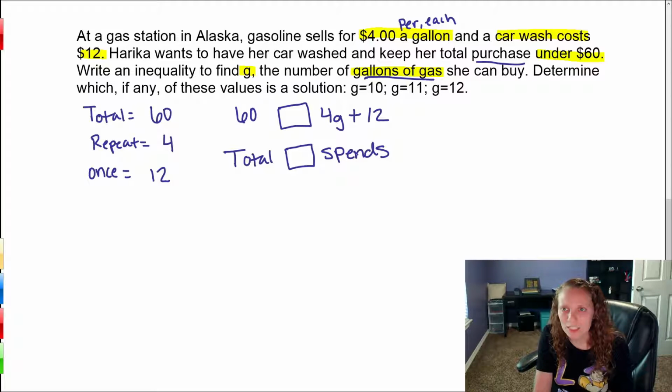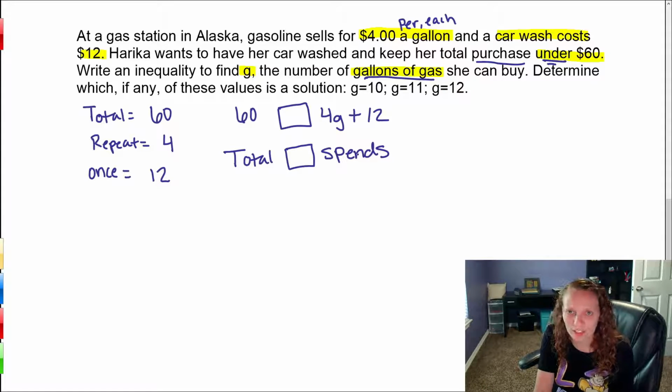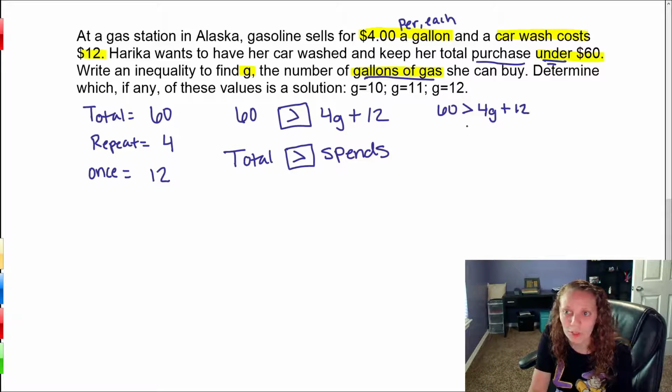Now, what she spends needs to be under $60. So what she spends cannot be greater than $60. So the alligator does not eat the spending. It needs to eat the total. Spending needs to be less than the total. So now that we have our inequality symbol facing the correct way, let's solve for G and figure out how many gallons of gas she could purchase.